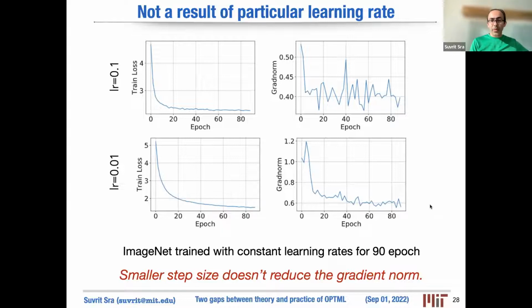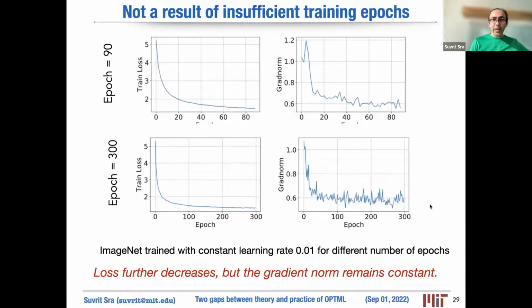It's not converging to a stationary point. So this phenomenon is persisting here. And it's not because we didn't train long enough.